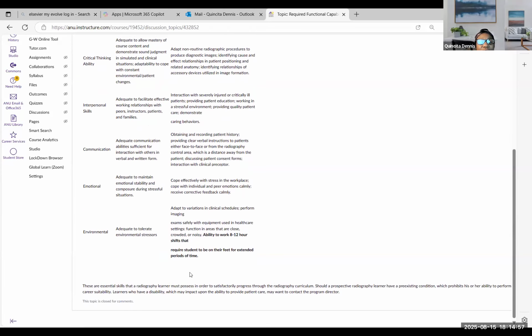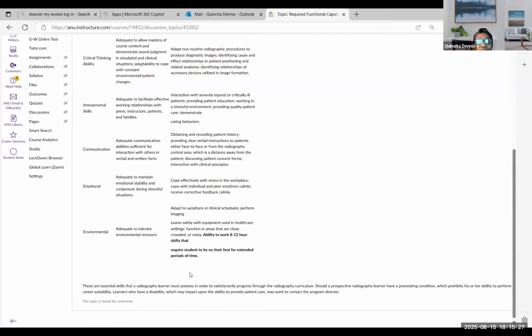All right, last thing is environmental: adequate to tolerate the environmental stressors. Typically you're going to be working an 8 to 12-hour shift. Some places may even be a little bit more than 12 hours. Some places have sleep rooms and you're on a pager or you have a phone. But in any case, you have to be prepared for that 8 to 12-hour shift.